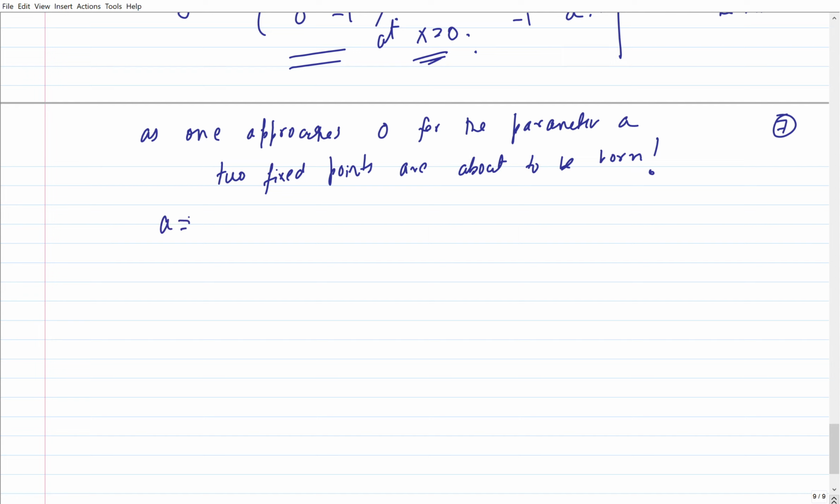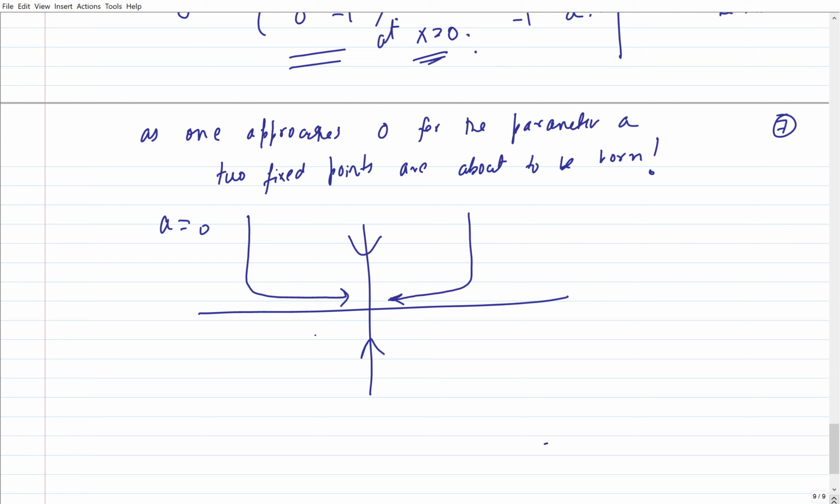So at a equals 0, I really still have the one fixed point, and the trajectories really come like this. Remember this behavior, because the trajectories have to be tangent to the direction with the lesser of the eigenvalues as t goes to infinity. So this is asymptotically, and for t less than infinity, it's coming parallel to the direction of the greater eigenvalue. So this is essentially the critical slowing down.